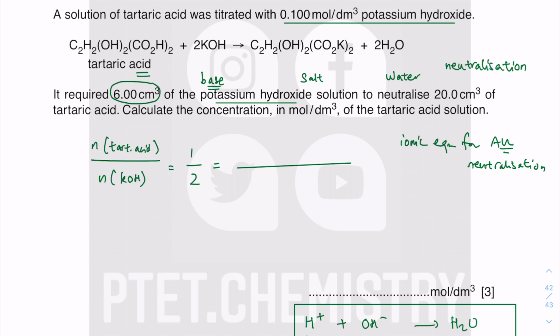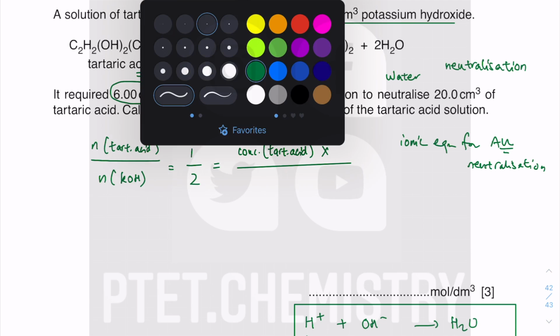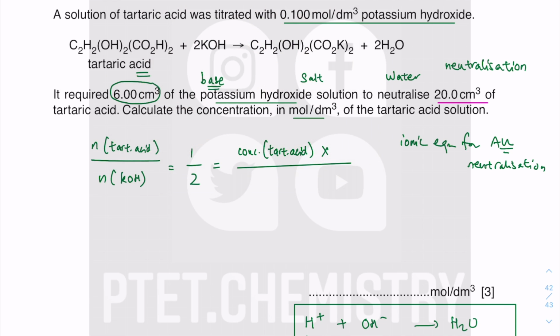Now onto the actual mole that reacts. Tartaric acid has a concentration, so I'll have the concentration of tartaric acid in mole per dm³. I have 6 cm³ of potassium hydroxide, but I have 20 cm³ of tartaric acid. So read your information very, very carefully. On top is tartaric acid, 1 mole, is the concentration of tartaric acid, multiplied by 20.0 times 10 to the minus 3.